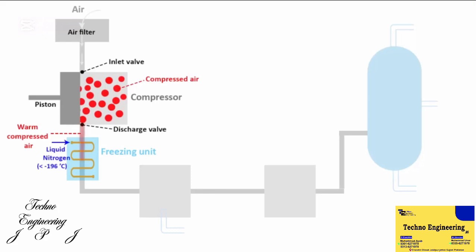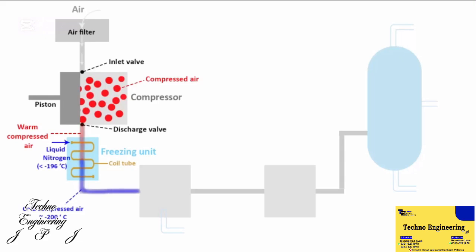Rather, the discharge pipe through which the compressed air flows out is covered with coil tubing. Liquid nitrogen is pumped into that coil tube, which is in direct touch with the discharge valve, through which compressed air is flowing out. After coming in touch with liquid nitrogen, the compressed air becomes cold. The temperature falls down up to -200 degrees Celsius.